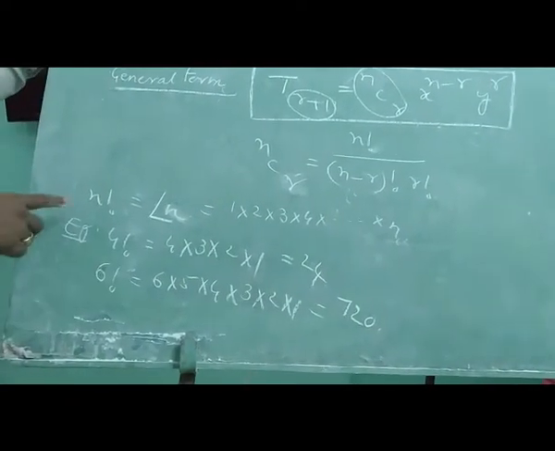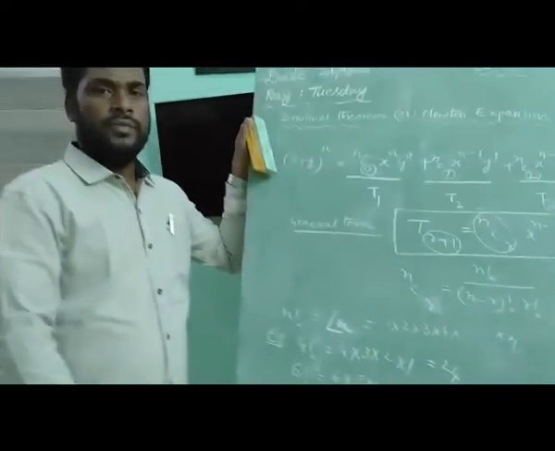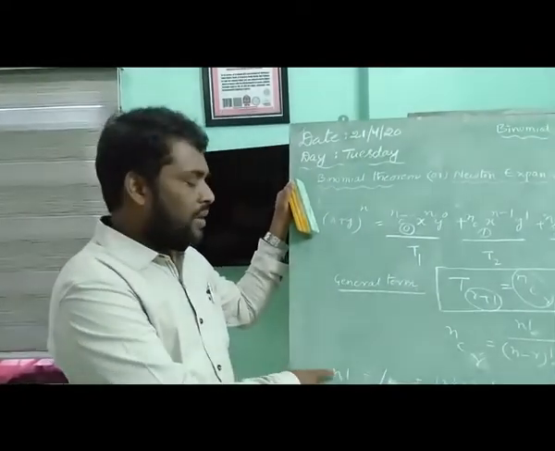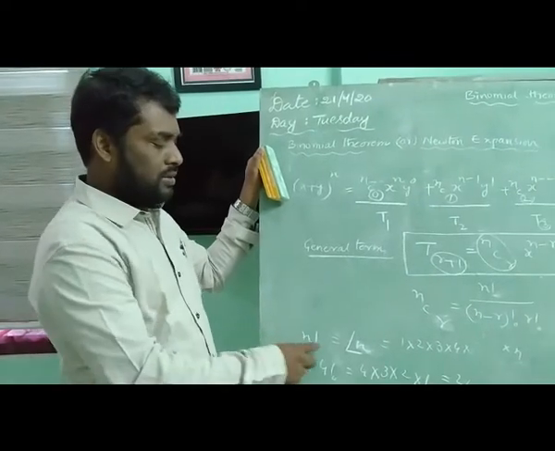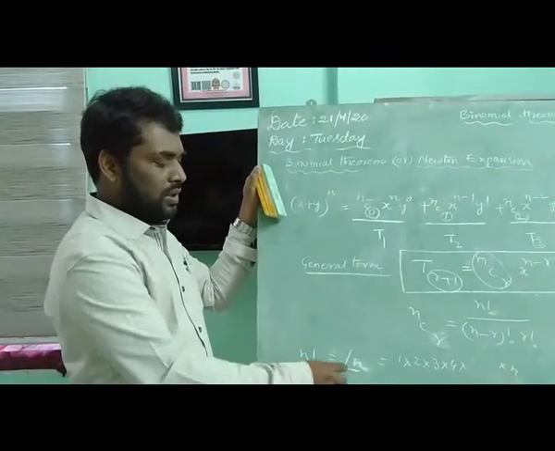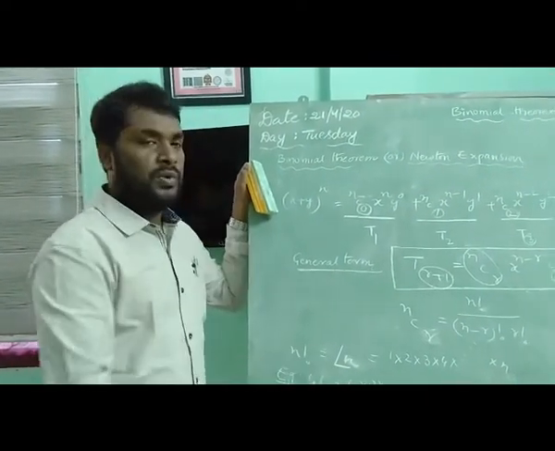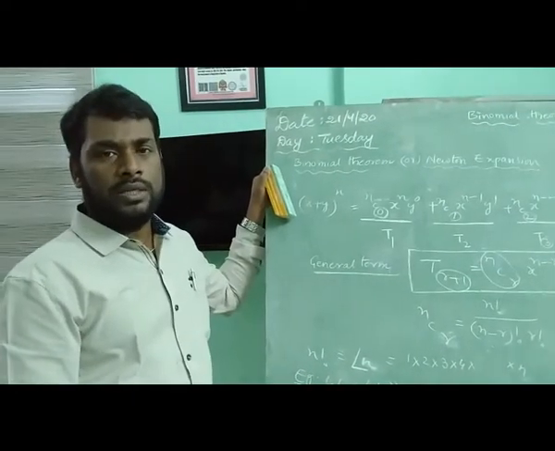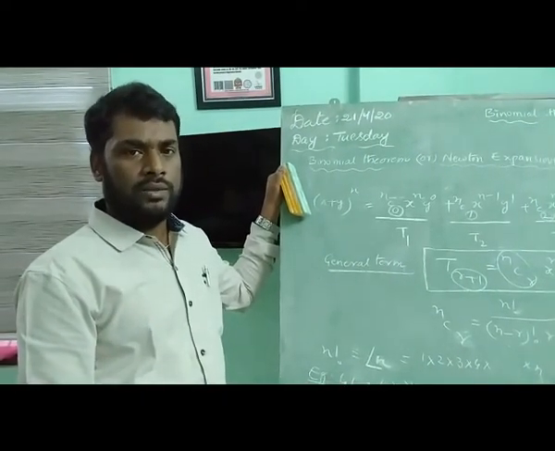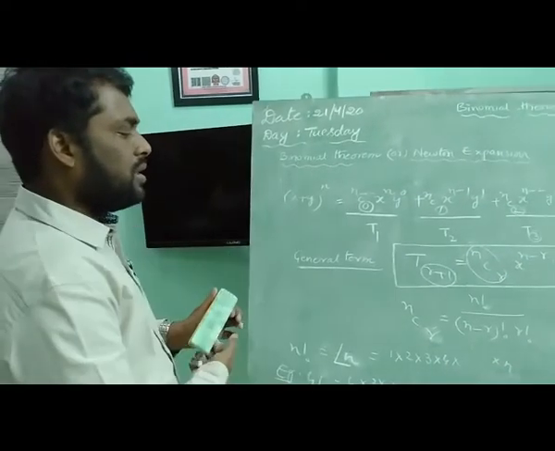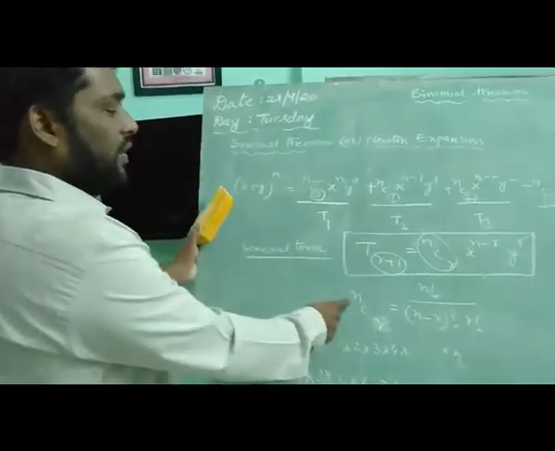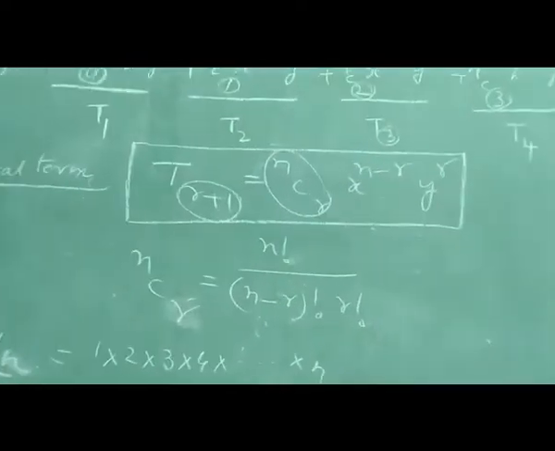So once again I am repeating, what is n factorial? N factorial is denoted by two symbols. Observe these two symbols, both are n factorial only. The product of first n natural numbers is denoted by n factorial. Okay. So by using this n factorial concept, you can find the value of nCr.